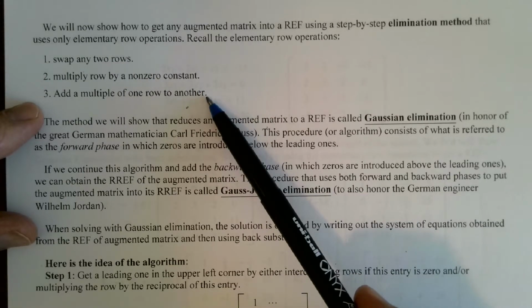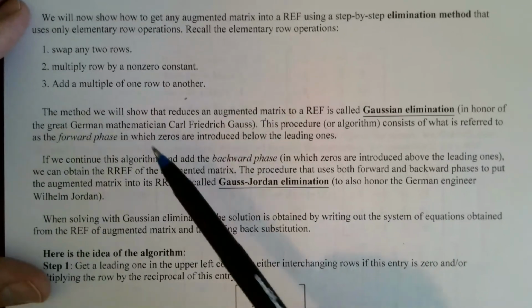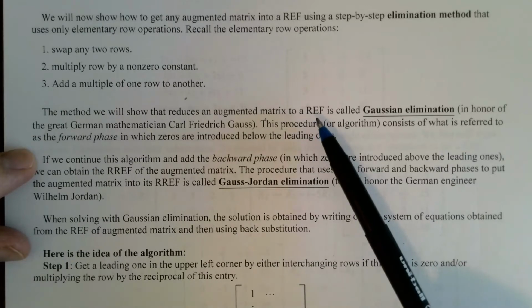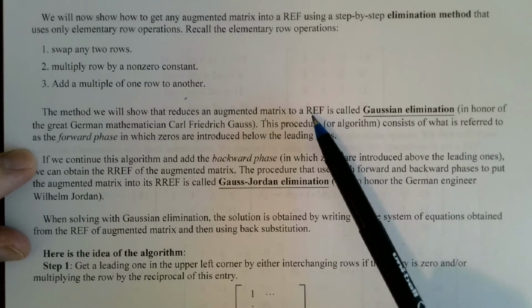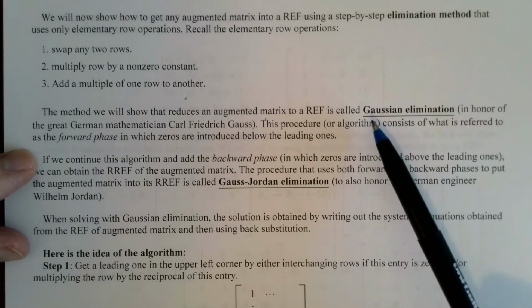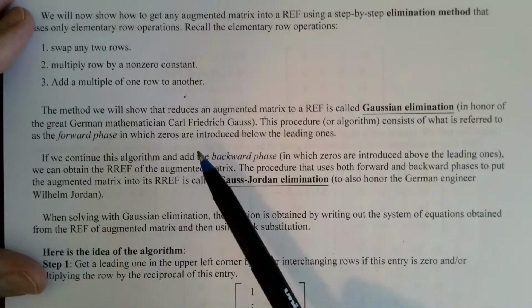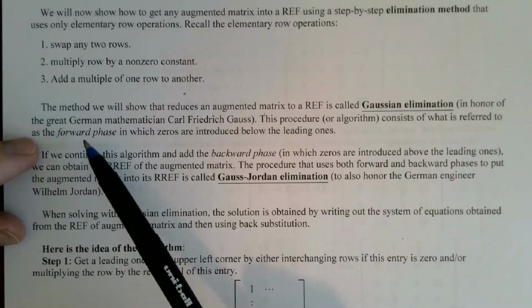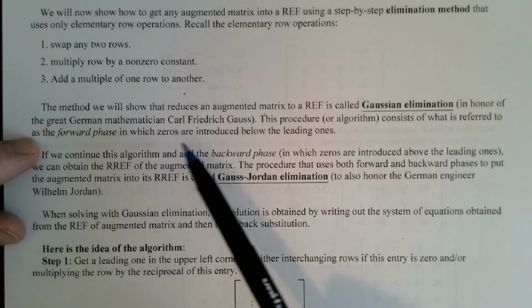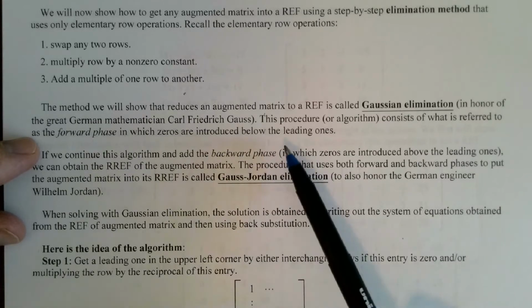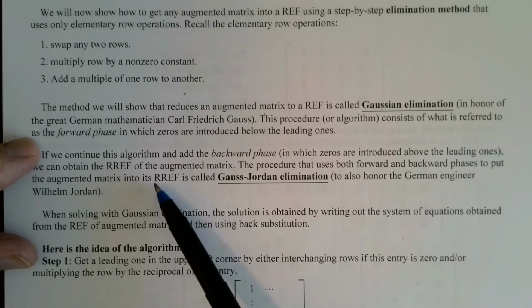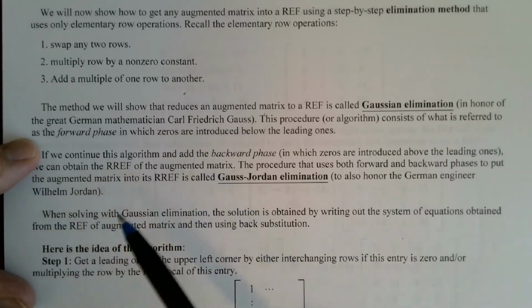Okay? So the method that we're going to show, when it reduces an augmented matrix to a row echelon form, remember this is not unique, but a row echelon form, this is called Gaussian elimination, in honor of Carl Friedrich Gauss. This consists of something known as the forward phase, in which zeros are introduced below the leading ones. So we get the leading ones, and we get the zeros beneath them. And that's essentially the algorithm. That's the Gaussian elimination, to get it in row echelon form.